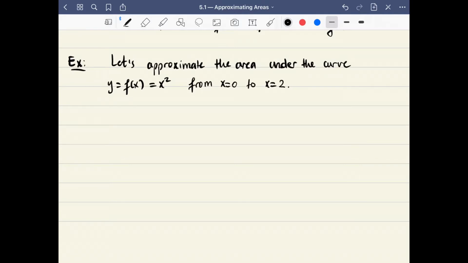let's say that this is the y-axis, and then this is the x-axis. So y is equal to x squared looks like this, more or less. Okay, and let's say that here is 0. 0 is the origin, and then 2 is somewhere here. Okay, so we want to approximate the area under this curve. And let's first use 4 rectangles.